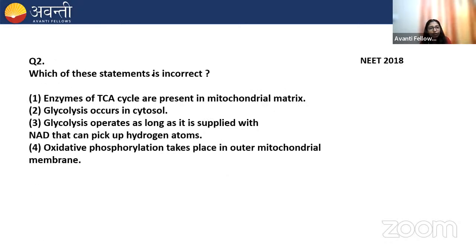Moving next is which of these statements is incorrect. They're asking about the incorrect statement. Enzymes of TCA cycle are present in the mitochondrial matrix. Second says glycolysis occurs in cytosol. Option 3 says glycolysis operates as long as it is supplied with NAD that can pick up hydrogen atoms. Oxidative phosphorylation takes place in the outer mitochondrial membrane. Which is the incorrect statement?